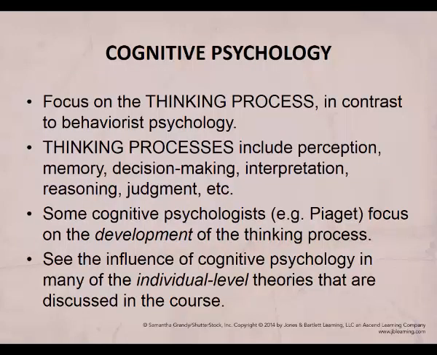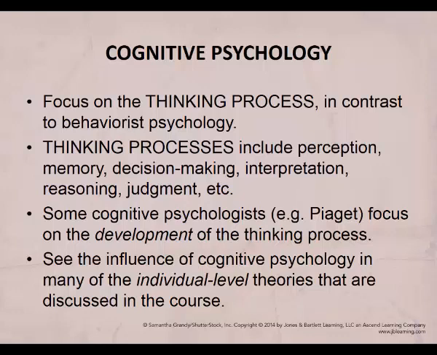Cognitive psychology theory, or cognitive behavioral theory, is the idea that there is a thought process that goes into an action. This includes perception, memory, decision-making, reasoning, and more. Piaget is one of the most well-known cognitive psychologists, and you will learn tons more about him and his theory later throughout the semester. However, he and other cognitive psychologists focused on the development of the thinking process and how this impacts behavior.